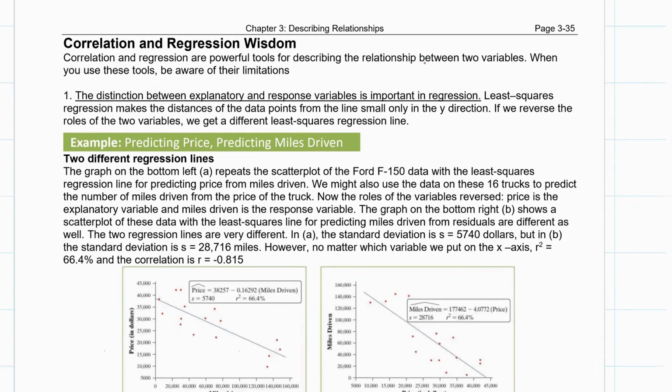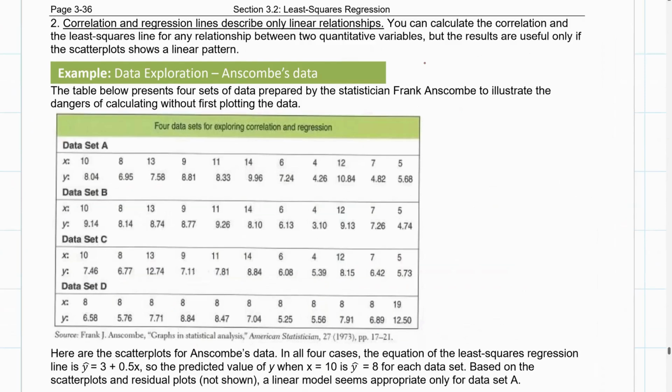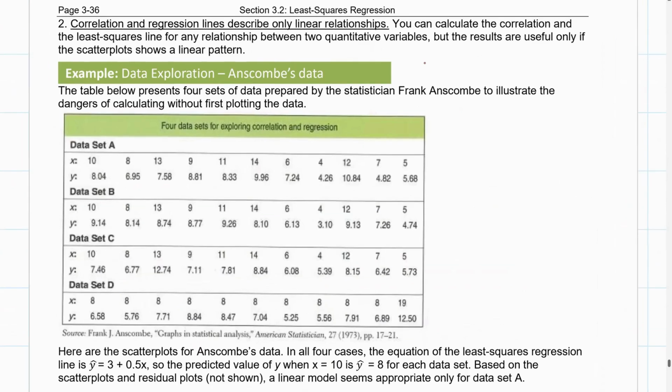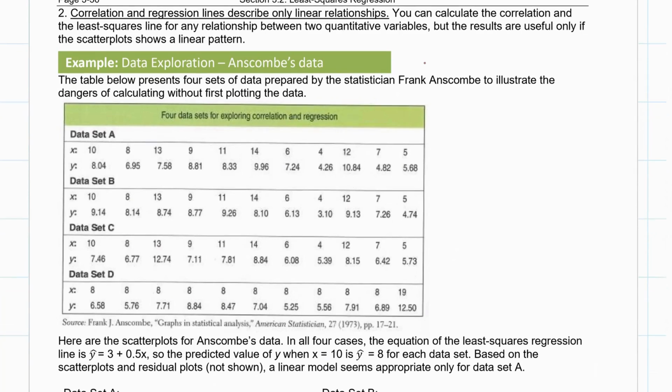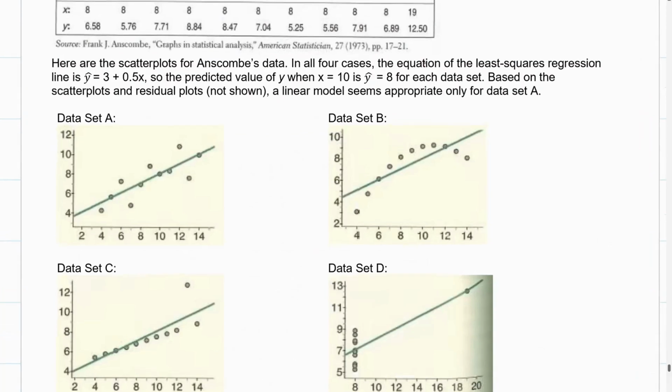Second idea, correlation and regression lines only describe linear relationships. Just because you got a regression line equation doesn't mean it's appropriate to use it. It's only appropriate to use it if the data are linear. So for example, all of these four data sets, they all have something in common.